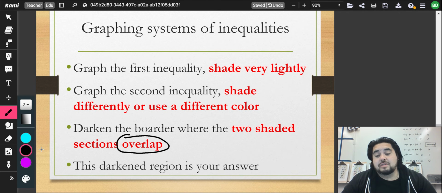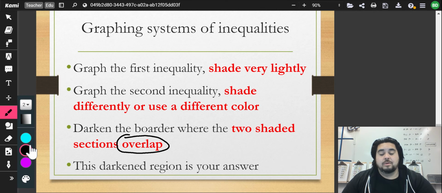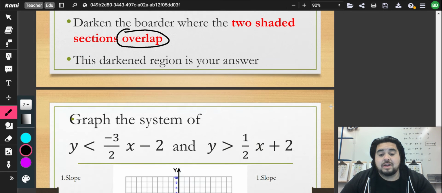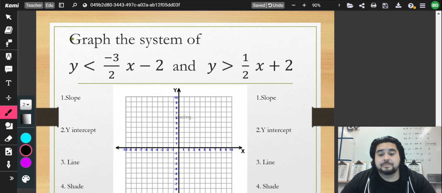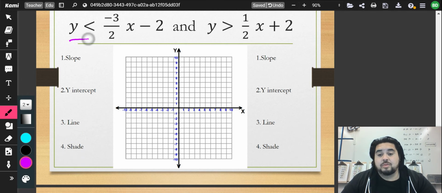Which points are going to make the first inequality work? Which points are going to make the second inequality work? And if we see both of those making the inequalities work, then that's what we want, the overlap. Okay, so let's look at our first example. And again, steps are exactly the same. They're not changing, we're just doing them twice. We have our first inequality on the left. I'm going to go ahead and do that one in this purple color.